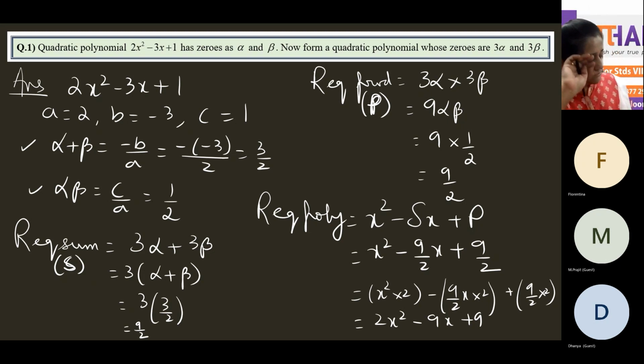We are multiplying by 2 just because of the denominator. You can multiply by 4 also. You can multiply by 10, 20, any number. Here we are multiplying by 2 so that we can get rid of the denominator. But you can multiply by any non-zero real number. These two polynomials will have the same zeros, 3 alpha and 3 beta.